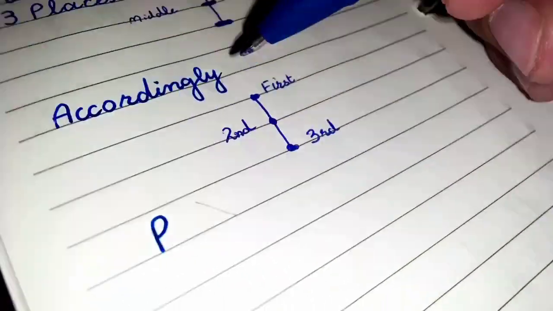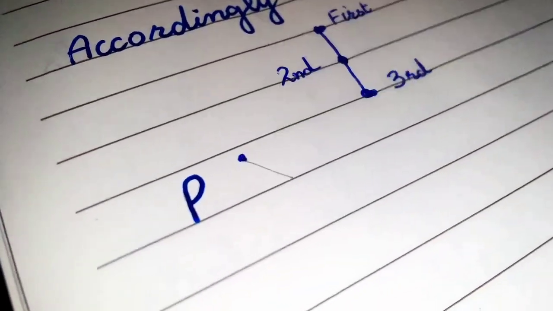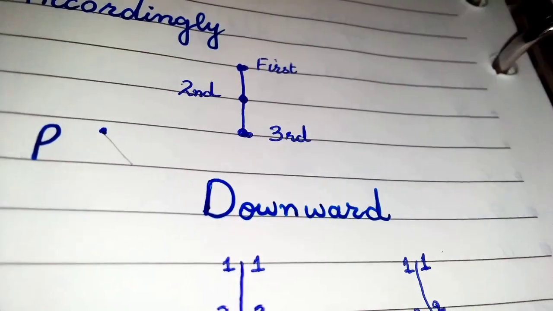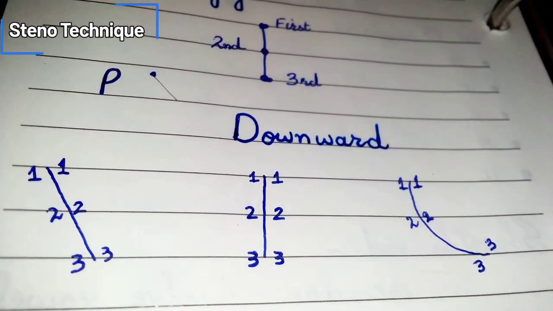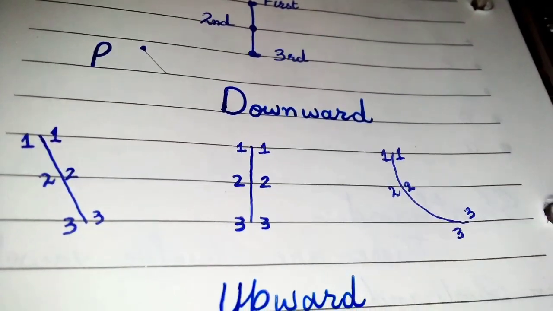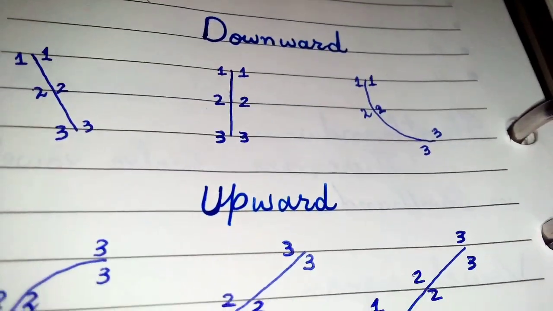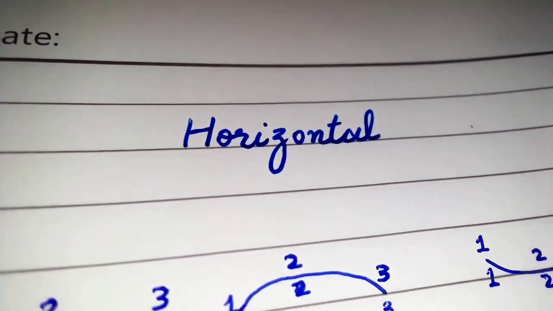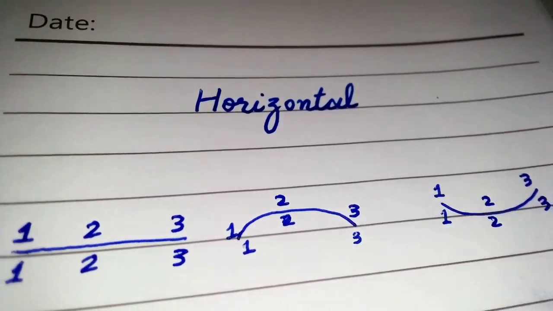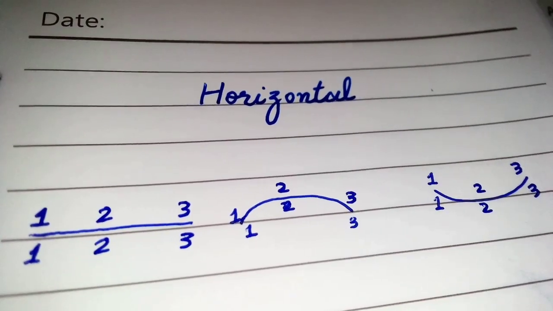The places of the vowels are counted from the point where the stroke begins. In the case of downstrokes, therefore, the vowel places are counted from the top downward. In the case of upstrokes, the vowel places are counted from the bottom upward. In the case of horizontals, the vowel places are counted from left to right.